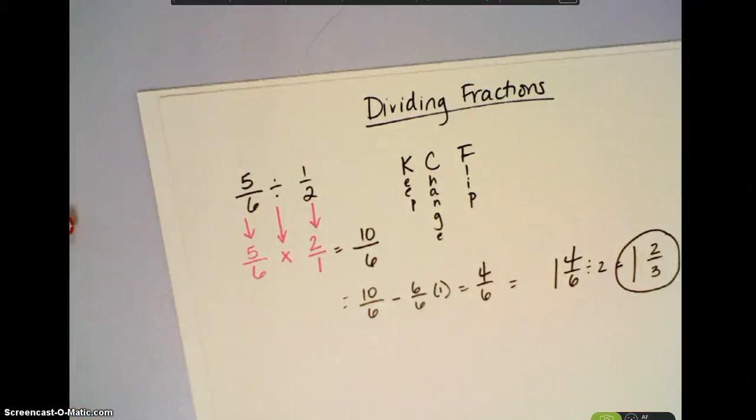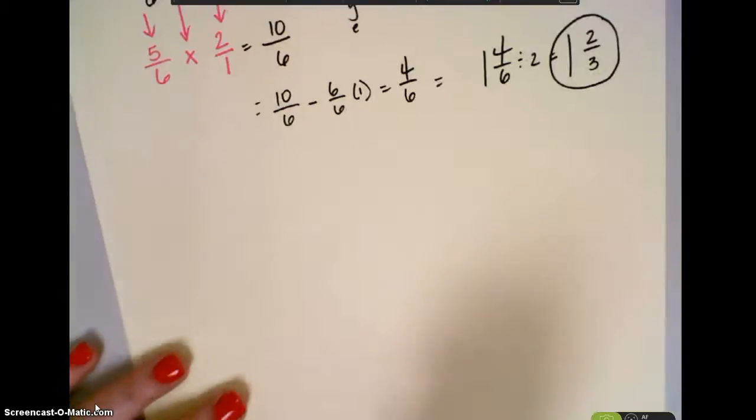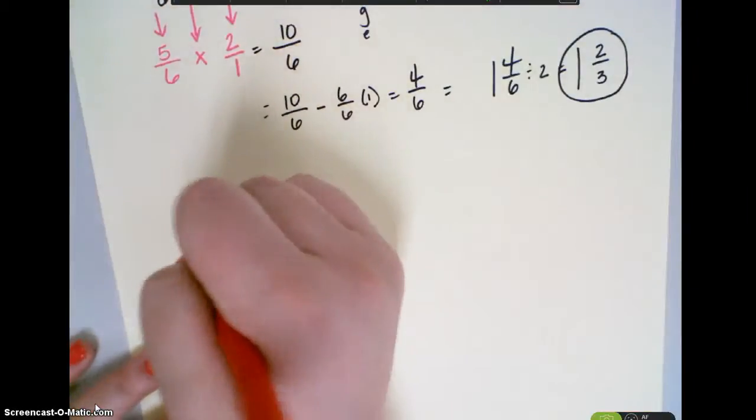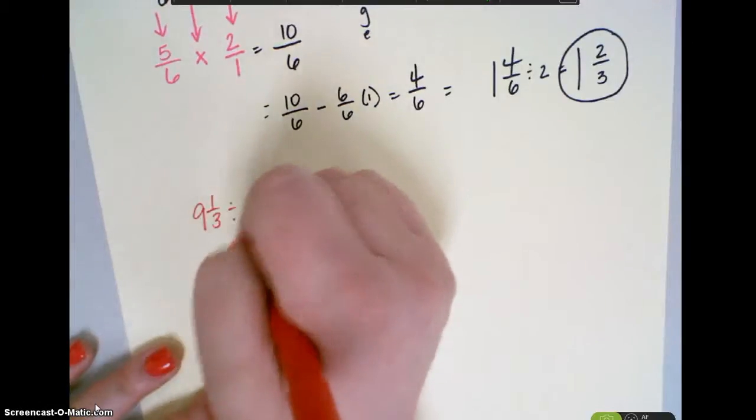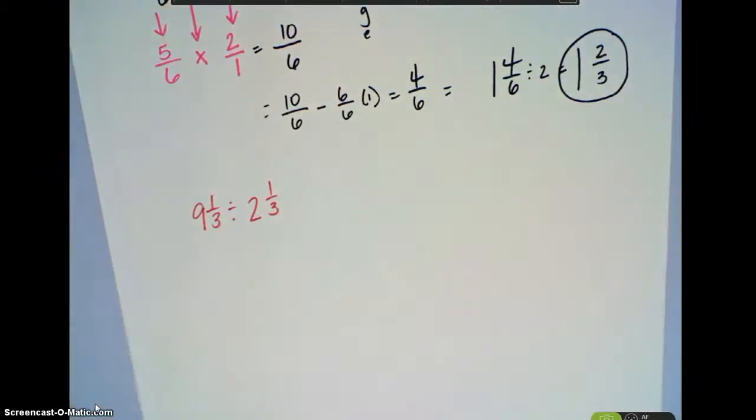To do my mixed number, again, remember this is just review, so this is all stuff we've learned before. I've got 9 1/3 divided by 2 1/3. Again, same rule as multiplication. You can't do anything until it's an improper fraction. So I'm going to make it improper. I'm not going to do my keep, change, flip until it's an improper fraction.